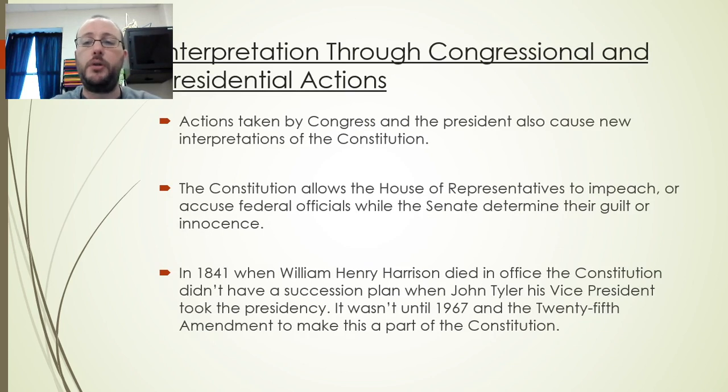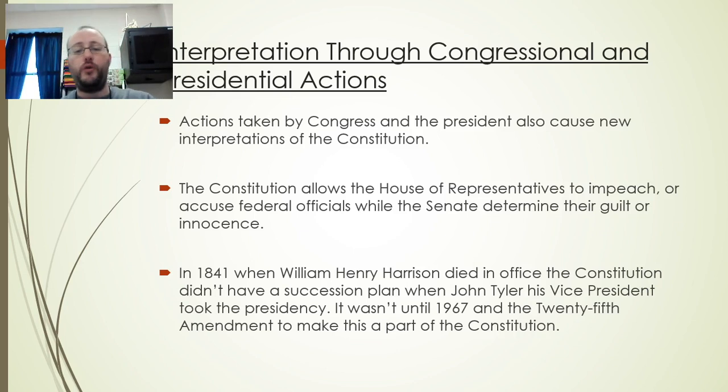Actions taken by Congress and the President also cause new interpretations of the Constitution. The Constitution allows the House of Representatives to impeach or accuse federal officials while the Senate determines their guilt or innocence. And that's what we see with the impeachments of Donald Trump, where the House of Representatives brought the charges of impeachment and the Senate actually works as a trial to hear the case.